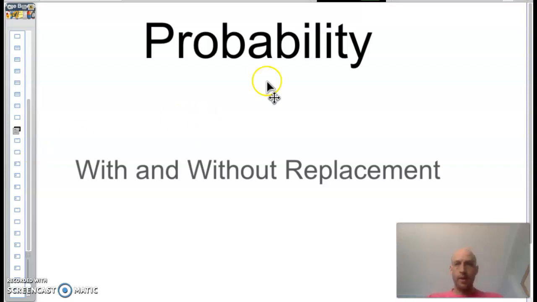We are going to be talking today about probability with and without replacement. So lesson 1 will have to do with replacement, and lesson 2 will be without replacement. And we'll get into what exactly that means in the upcoming slides.